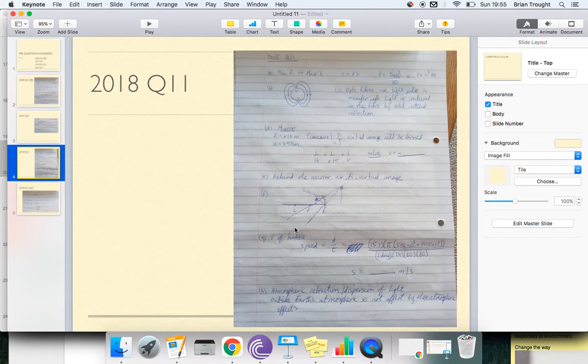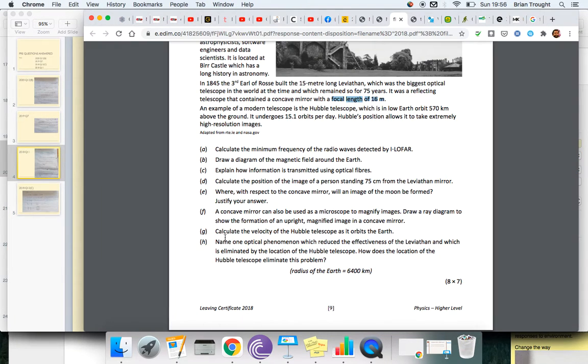Right. I'm also going to do G as well, because the calculations on that aren't very straightforward, so let's have a read of it. Calculate the velocity of the Hubble telescope as it orbits the Earth. So the Hubble telescope is a particular distance from the center of the Earth. It's 570 kilometers above the surface of the Earth. Add the 6400 kilometers, and that gives you the radius of its orbit.